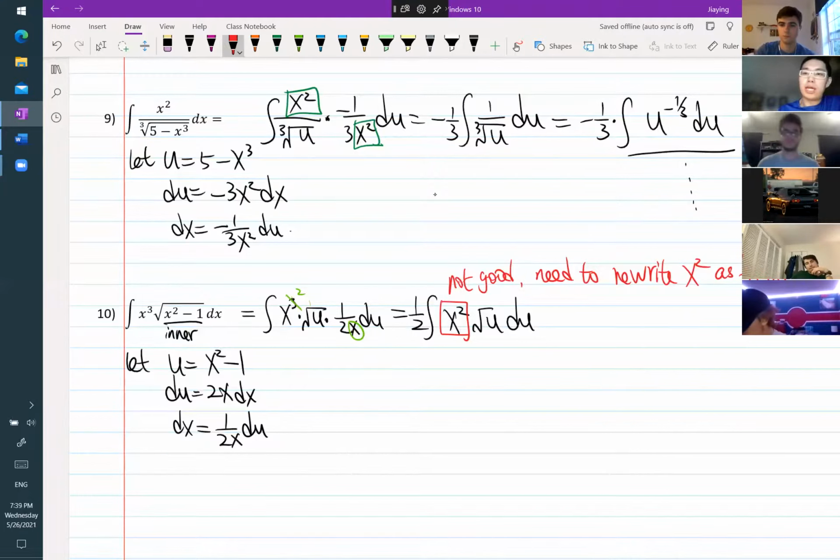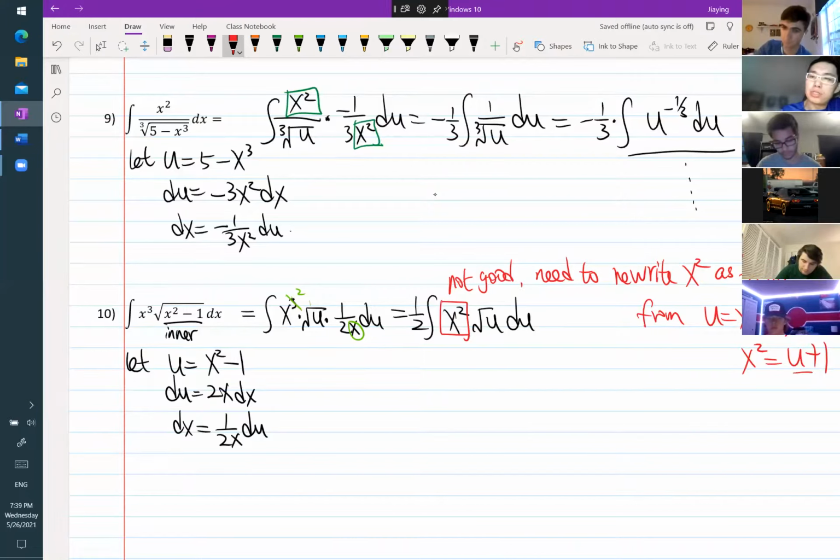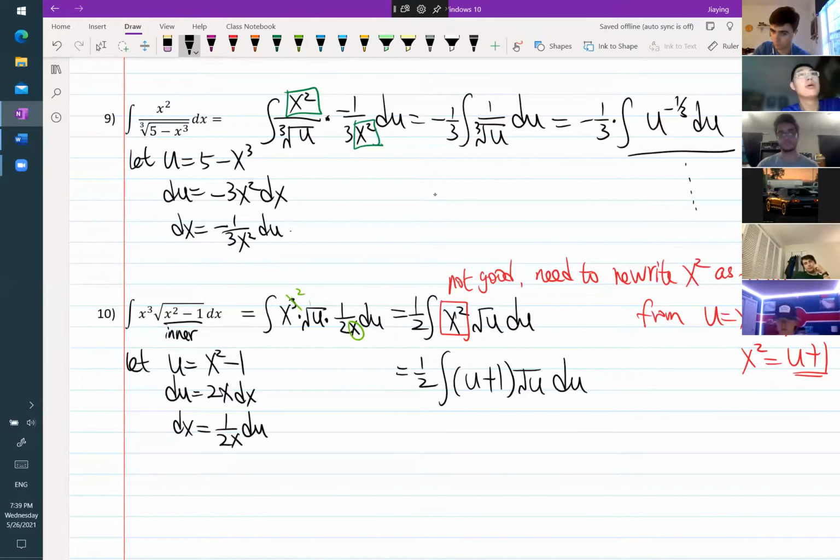So we need to write x squared as a function of u. We're letting u equal x squared minus 1. So from u equals x squared minus 1, we know that x squared is equal to u plus 1. Right? So we're going to use this part to substitute for x squared. So that becomes 1/2 integral of u plus 1 times square root of u du.